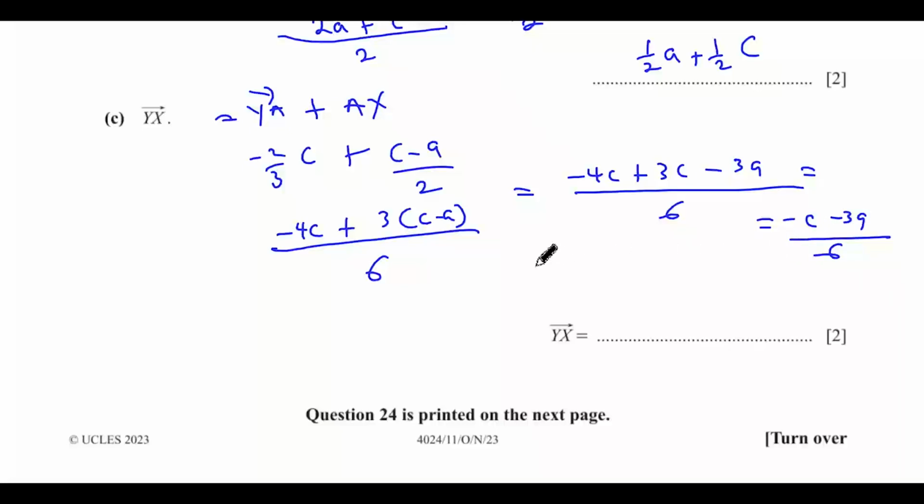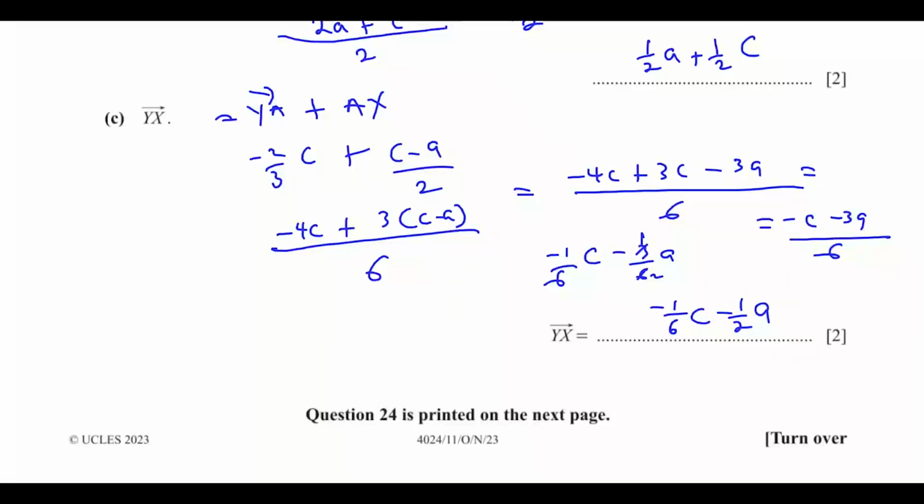We can write this again as minus 1 over 6C, then minus 3 over 6A. But we can reduce this: 3 goes into 3 once, 3 goes into 6 twice. So our final answer is minus 1 over 6C, then minus 1 over 2A. That's our final answer there.